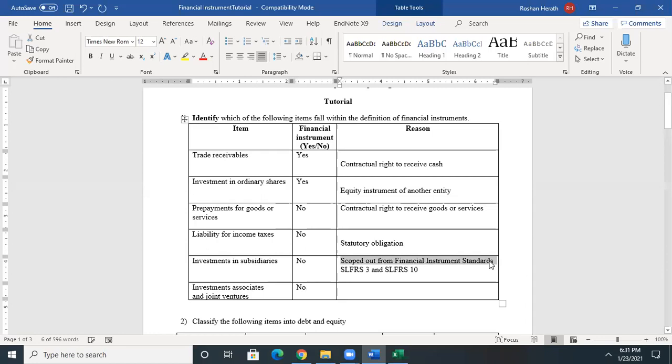So it is scoped out from the financial instrument standard, taken care of by LKS 27, if I'm not mistaken. That is what takes care of associates and joint ventures. Yeah, LKS 27, I think, is about the individual financial statements. So that must be LKS 28, no? Yeah, thanks. It's LKS 28. Good.